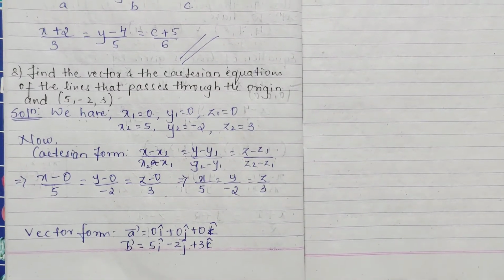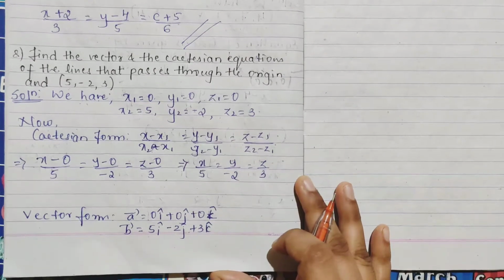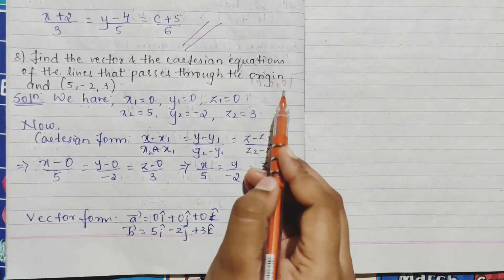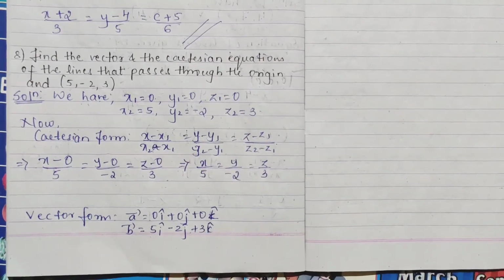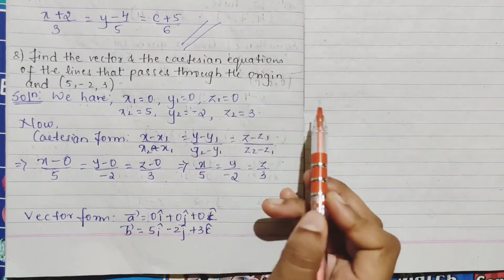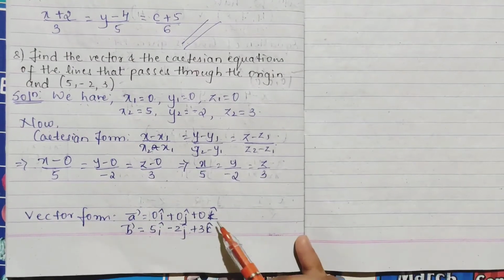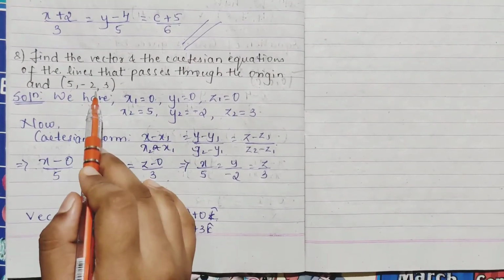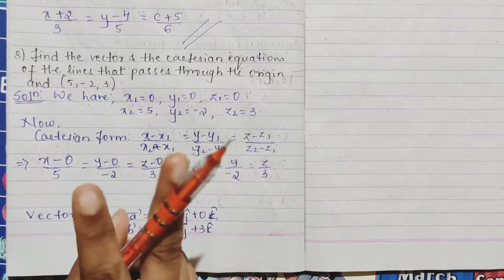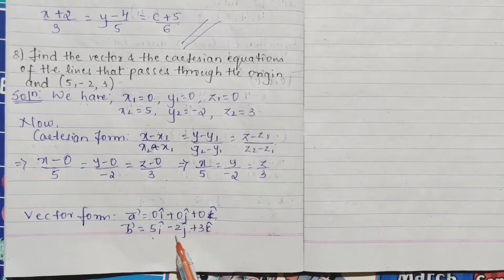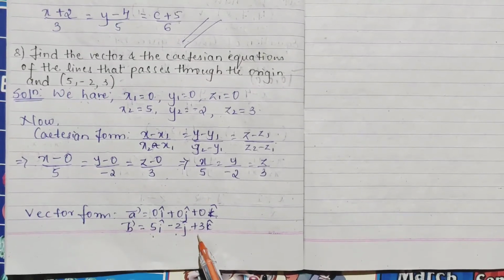Now the vector form. For your vector form what you need are position vector A and position vector B. The points, if written in vector form, will be with i cap, j cap, k cap, right? So vector A will be 0 i cap plus 0 j cap plus 0 k cap. Another point will be your vector B. Remember these are the 2 given points. So vector B will be 5 i cap minus 2 j cap plus 3 k cap.